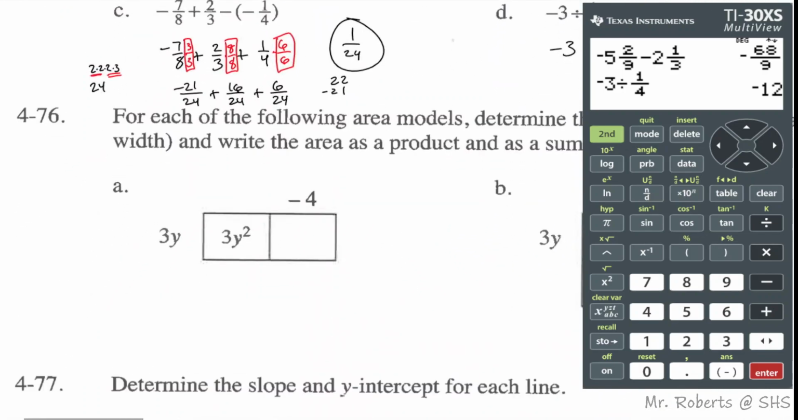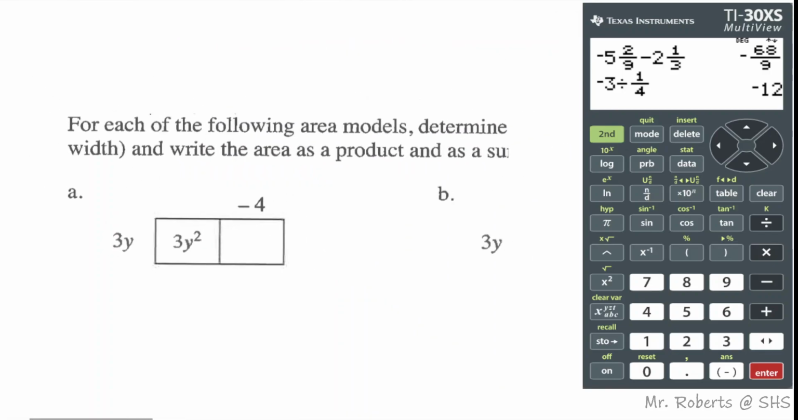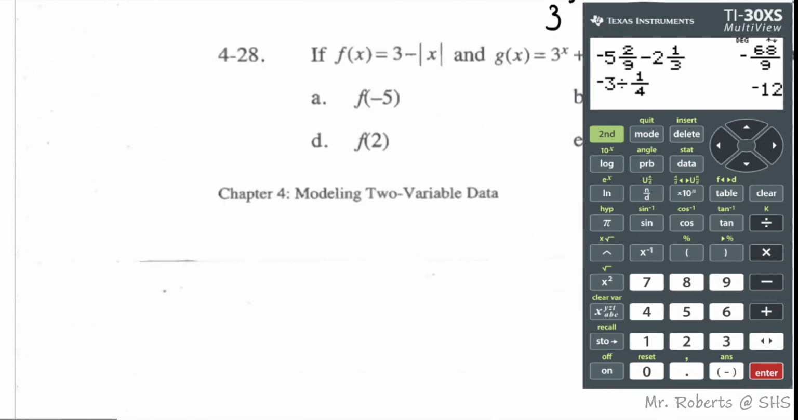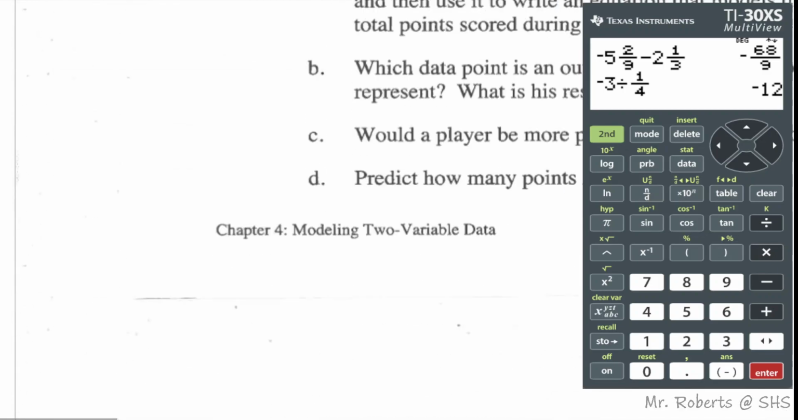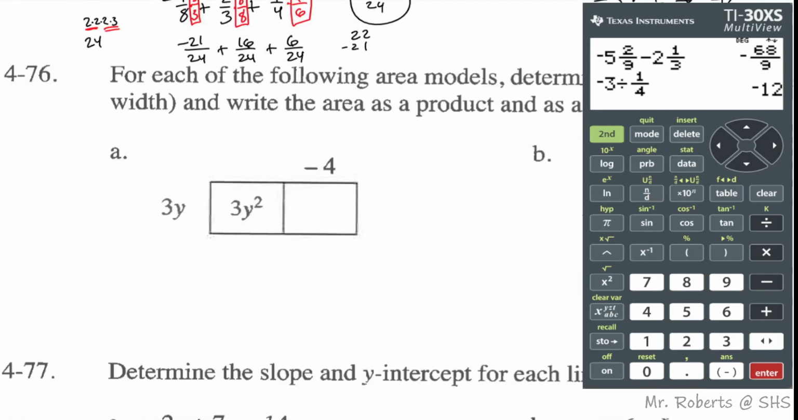Move on. 76. It says for each of the following area models, determine what? Where'd that just go? Oh no. Oh my gosh. Just a minute. I gotta pause this. All over the place.